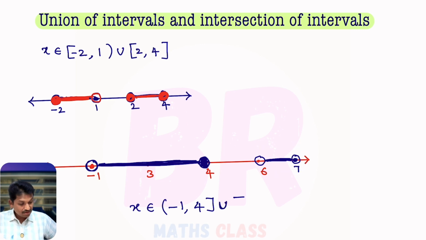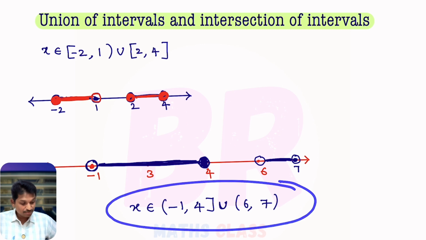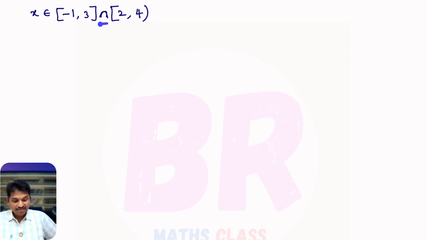Specify the union. You see here in this, 6 is not included, right? Open interval 6, 7 is also not included. So open interval 6 comma 7. Whenever you see something like this, union symbol, that means that x values are in this interval or in this interval, or it can be both if possible, right?